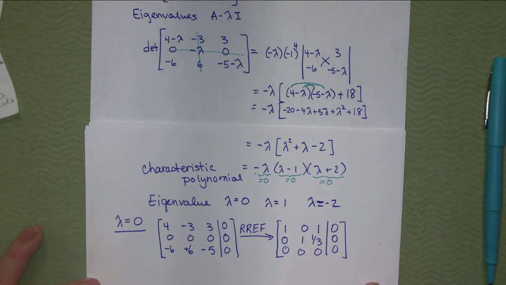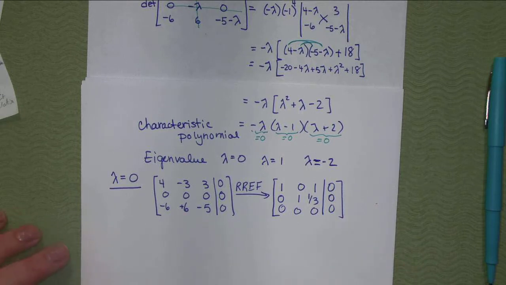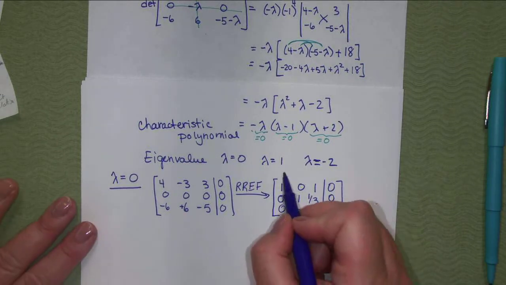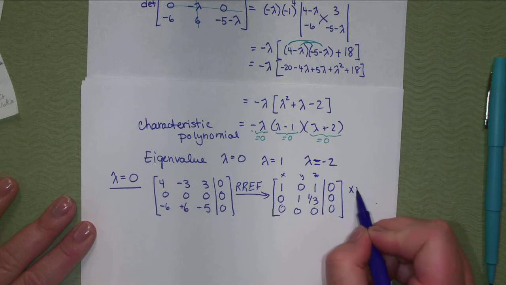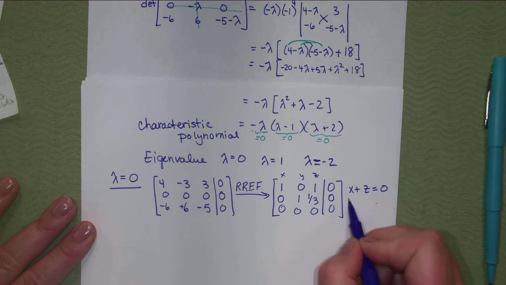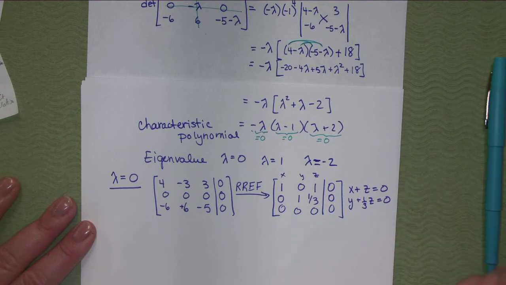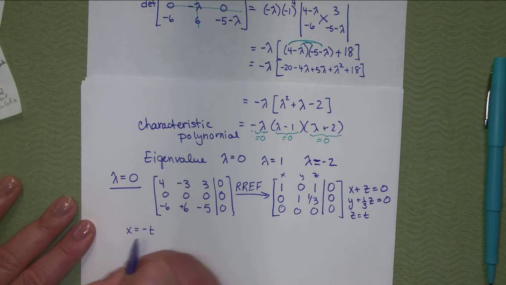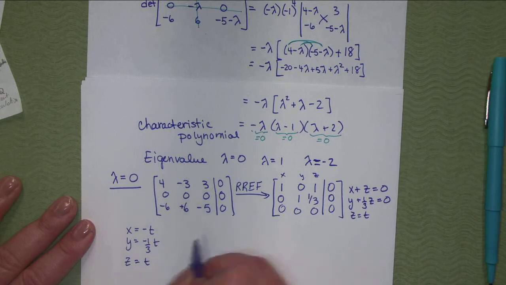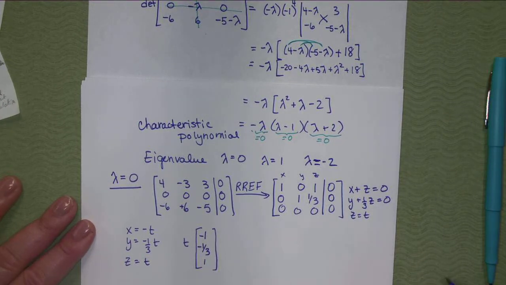Okay. So x, y, z. So x plus z equals 0, and y plus 1/3 z equals 0. And z would be free. Okay, and I wanted to show you this one because, okay, so here's our eigenvector that we get when we row reduce.